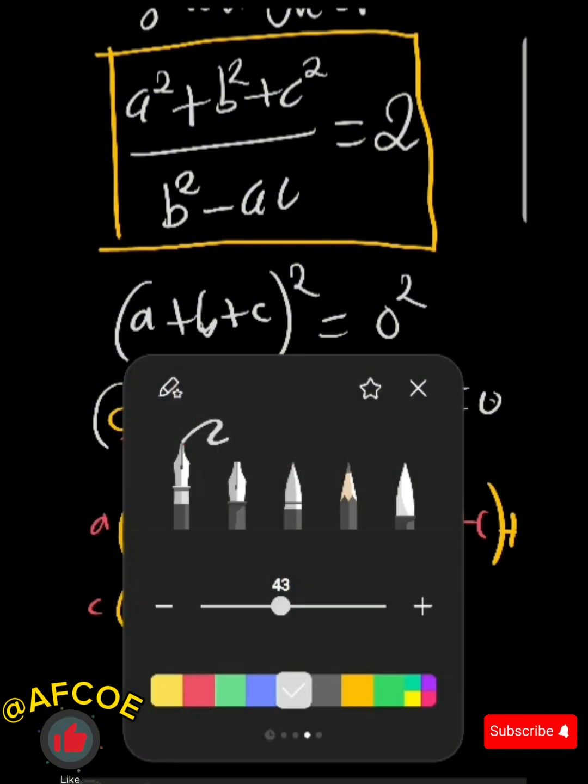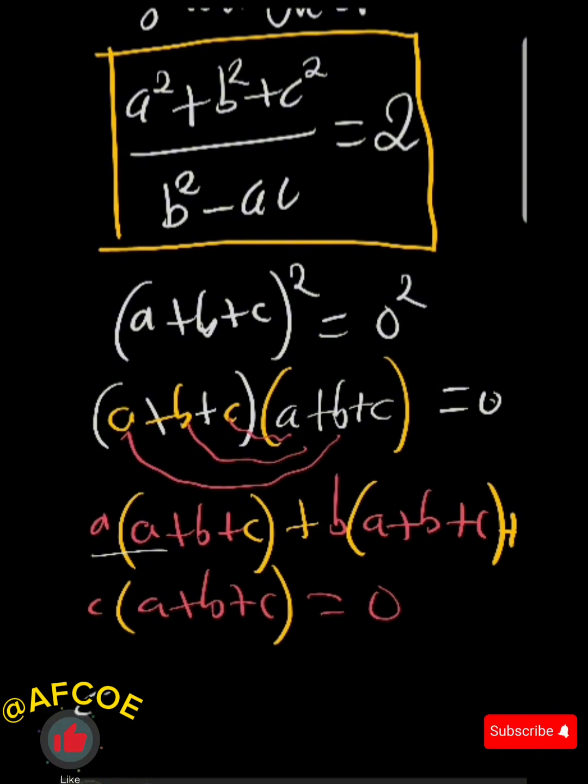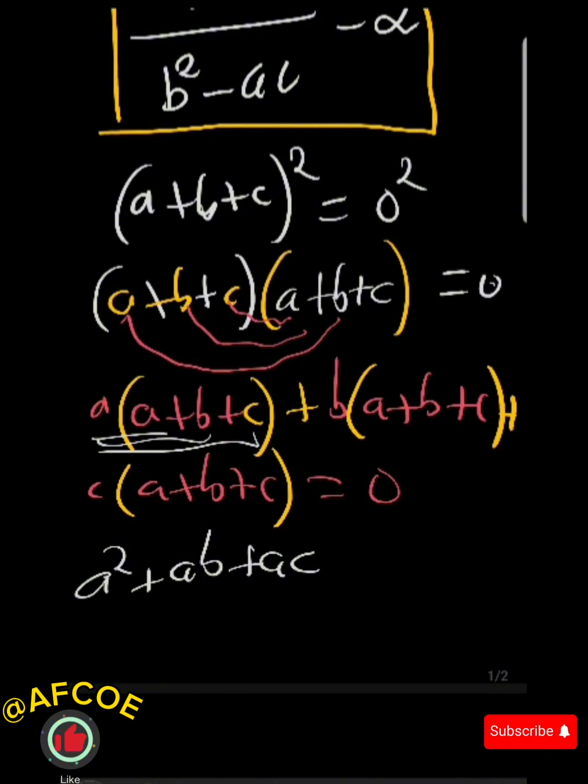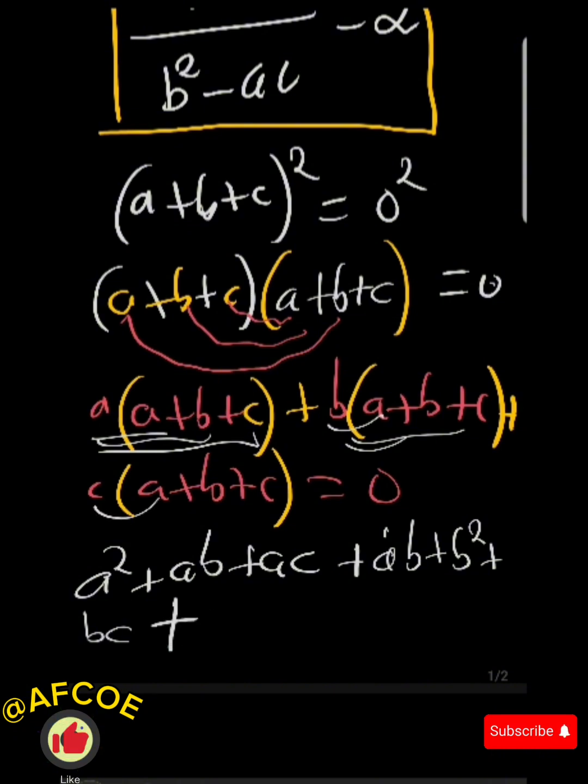If you open this one, you'll be having a multiplied by a, giving a squared, then plus ab plus ac, correct. Plus b times this, we have ab, or ba is the same thing, plus b squared plus bc. That is multiplying everything inside. Plus then c times a, we are having ac, plus, I just like to write in alphabetical order, c times b is bc, plus c times c is c squared, all that equals 0.